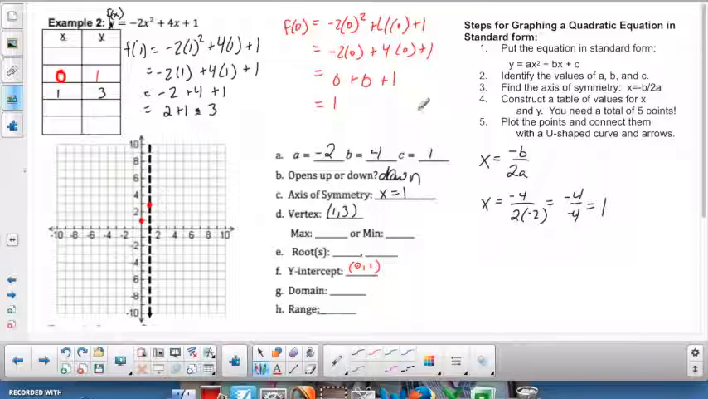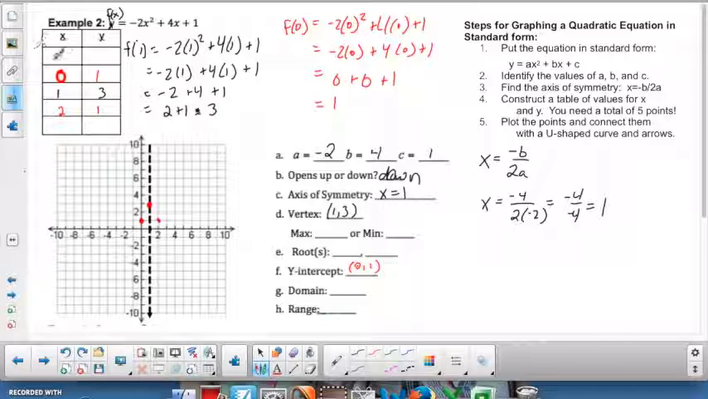Okay? Now, remember I told you to keep in mind that this axis of symmetry serves as a reflection line. So if 0, 1 is a point, then 2, 1 will also be a point because that's the mirror image of this one. So 2, 1. And that saves me a little bit of work in choosing points.